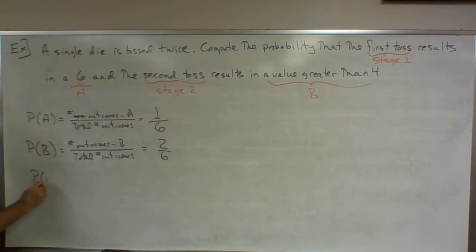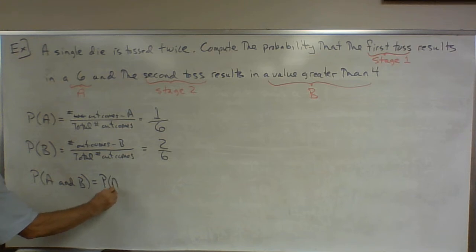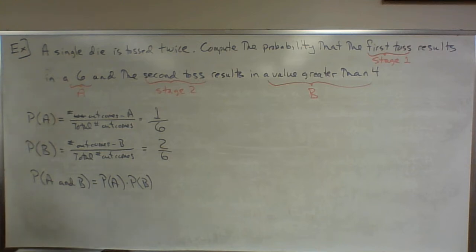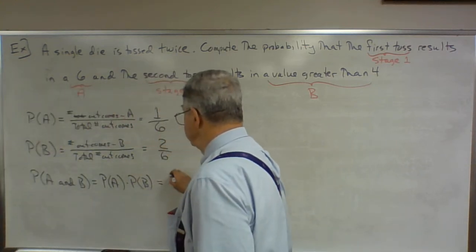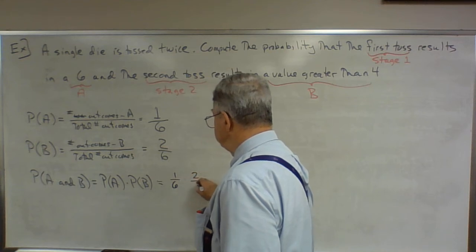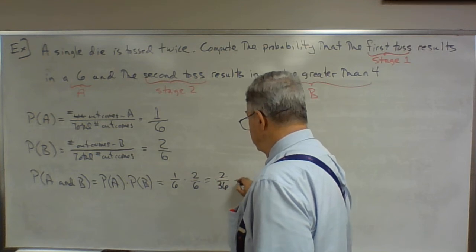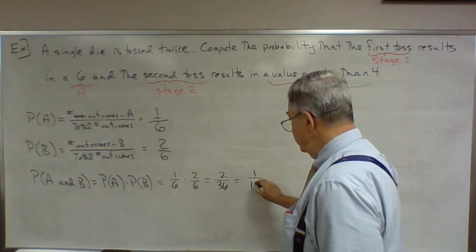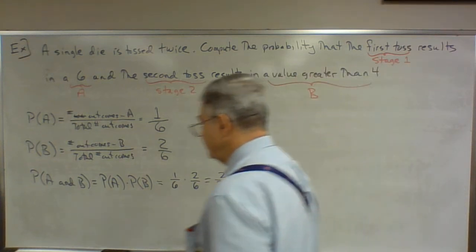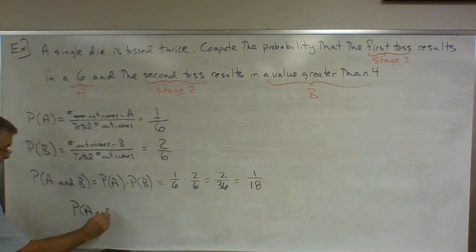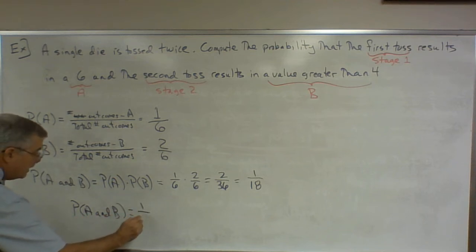The probability of A in the first stage and B in the second stage is probability of A times probability of B. And that's going to give us 1/6 times 2/6, which equals 2/36, or 1/18. Probability of A and B, 1/18.